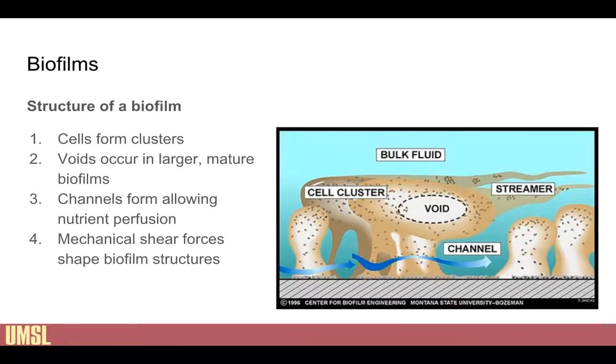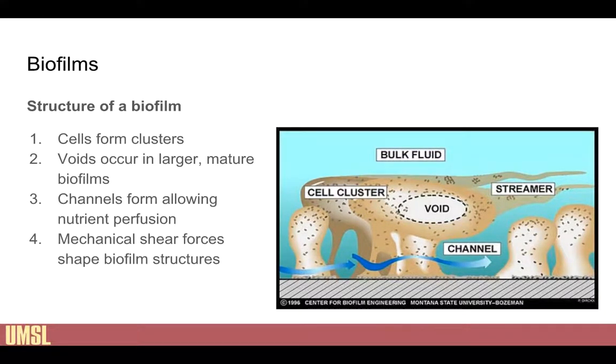And so if we were to take any very matured, all grown up biofilm and look under a microscope, we would see that cells form clusters in these mature biofilms. You see basically bundles of cells spread out through this very dense extracellular matrix. And ultimately, you end up having big voids emerge.